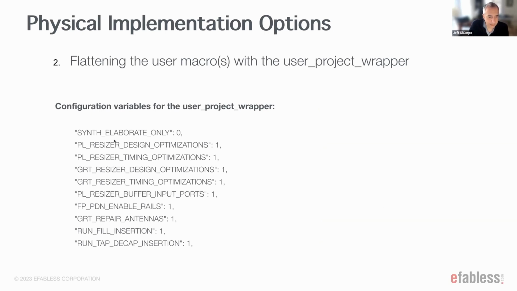These are the configuration settings. So you'll see the synth elaborate only is turned off, and all the other optimization settings are turned on, including power for the standard cells, the power rails for the standard cells, as well as fill insertion and decap insertion.